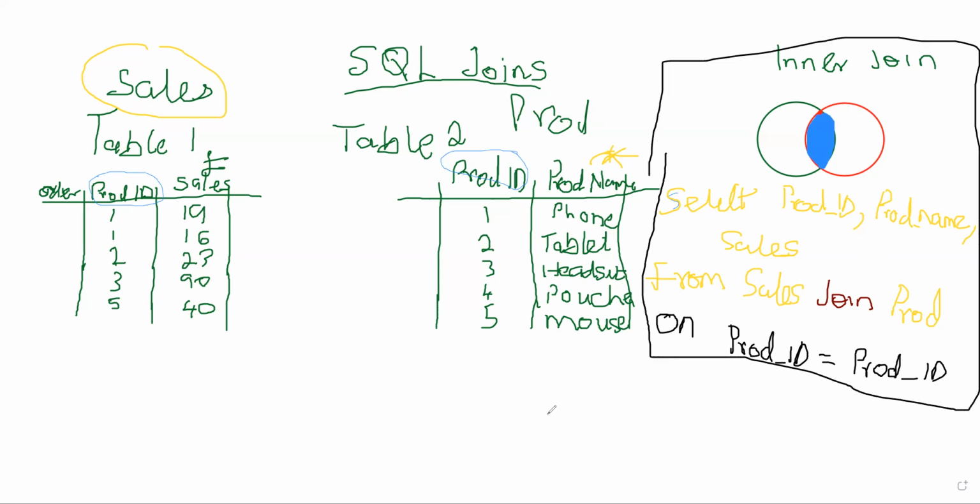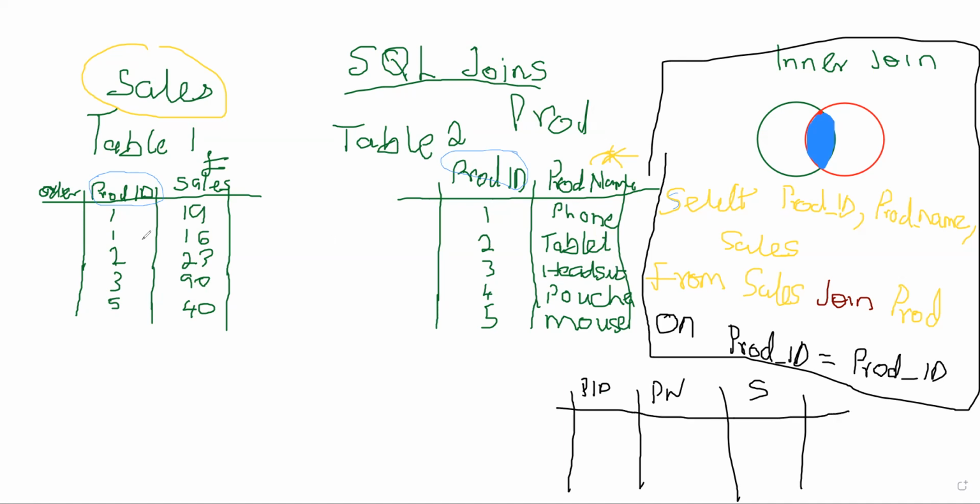What will happen is that a new table will be created. This new table will have the first column, product ID. Second one, product name. Third one, sales.